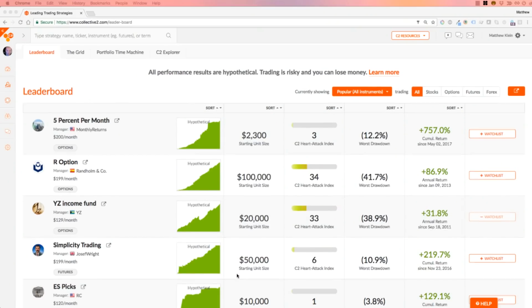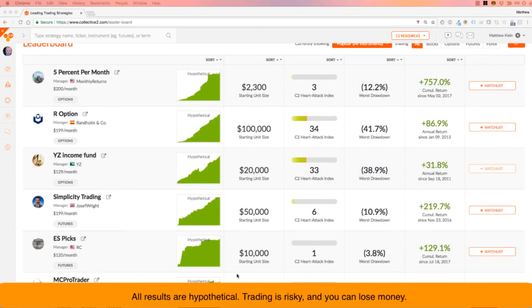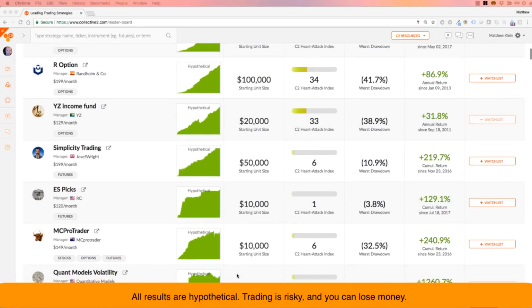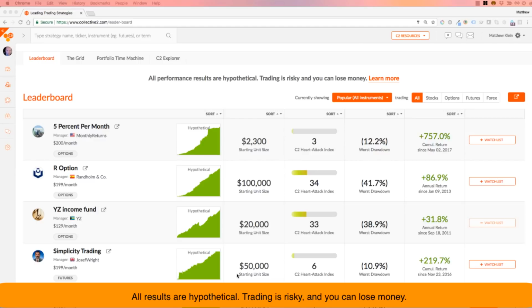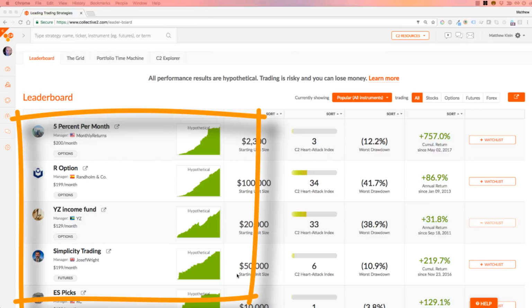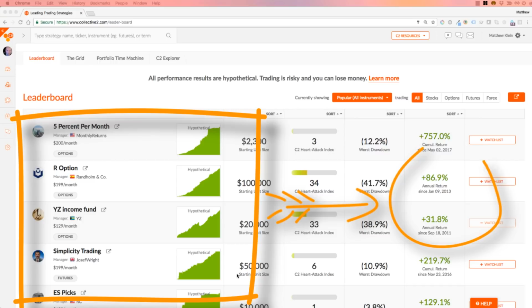Well, here's an example. Let's say you go to the Collective 2 website right now and you go to the leaderboard. The leaderboard is exactly what it sounds like. It is a list of the trading strategies that are in the lead and that have been performing well very recently. The first thing you probably say to yourself when you look at the leaderboard is, whoa, those trading strategies are really good. If only I had taken, say, the top 7 of those strategies and traded them in my real-life brokerage account, I'd be rolling in it.